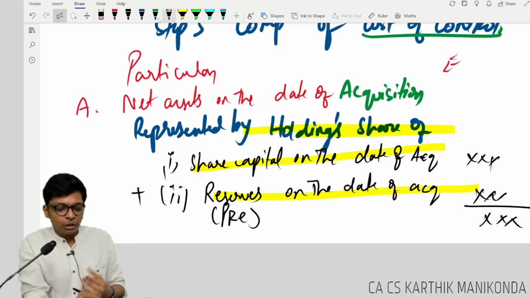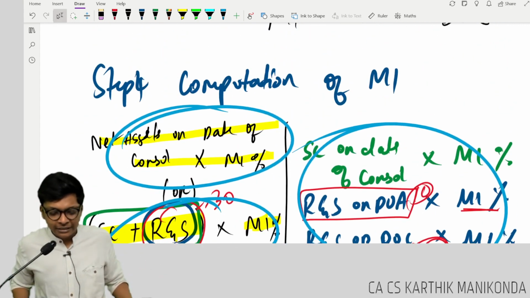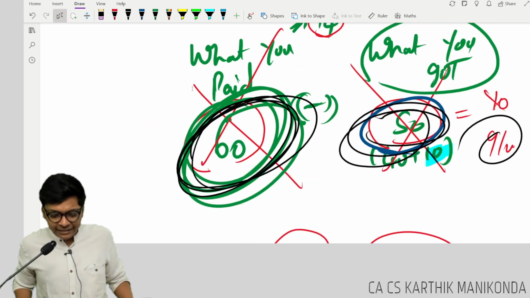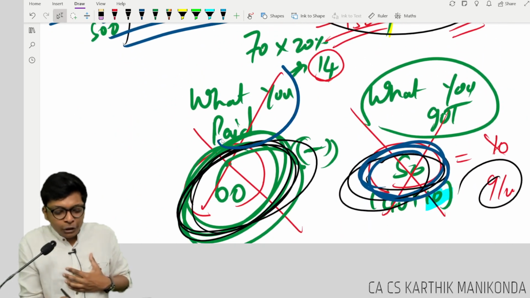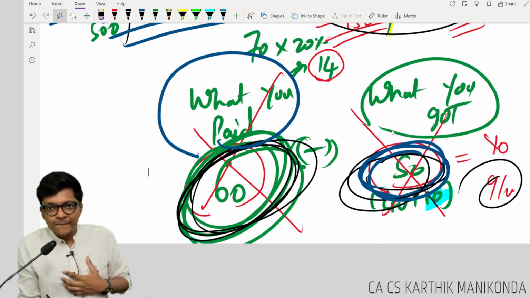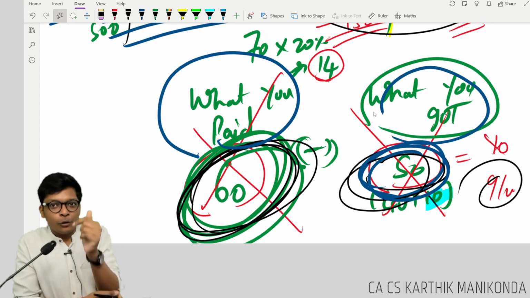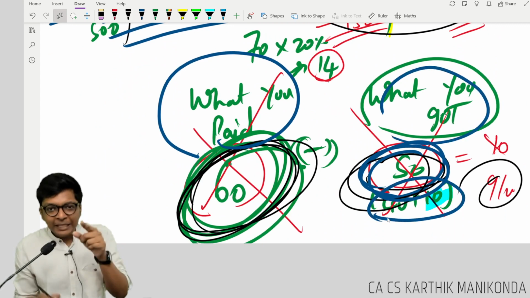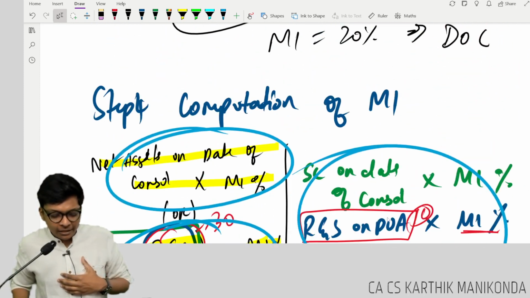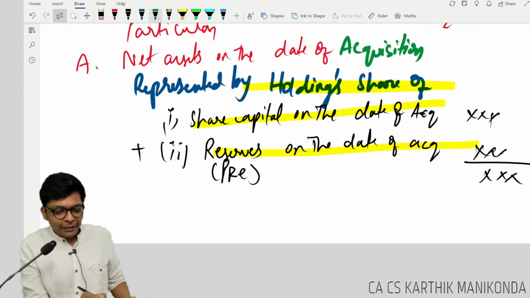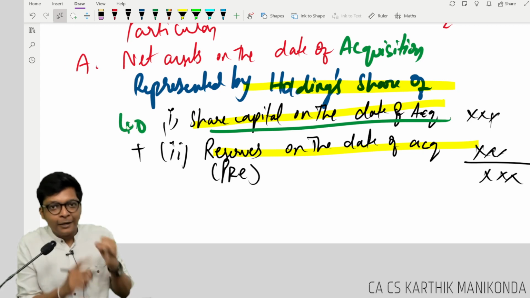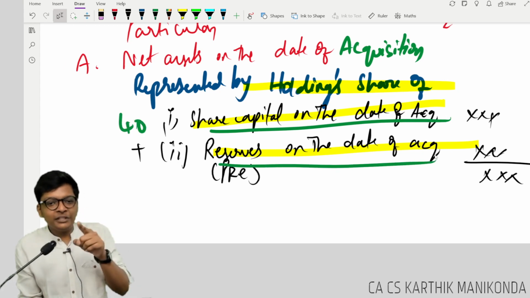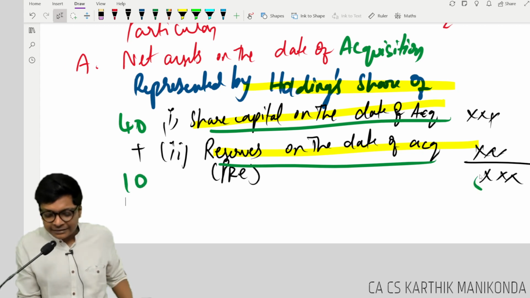Sir, what is this, sir? You already know, I gave English. Come up. Did you understand how this 50 came? Now I'll replace what you paid versus what you got. What I got was 40 plus 10 now. Now come here. What I got is share capital on the date of acquisition, our example 40, reserves on date of acquisition, our example 10. This is that 50.